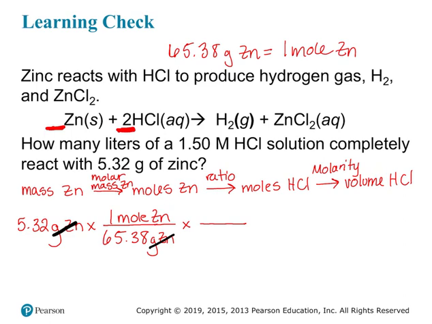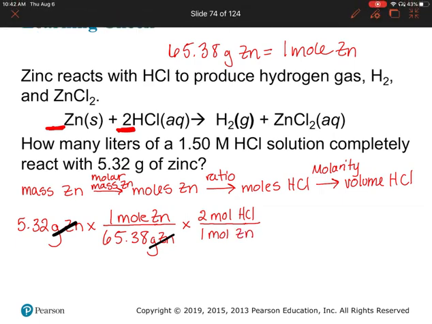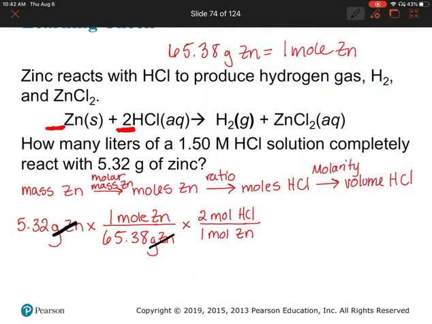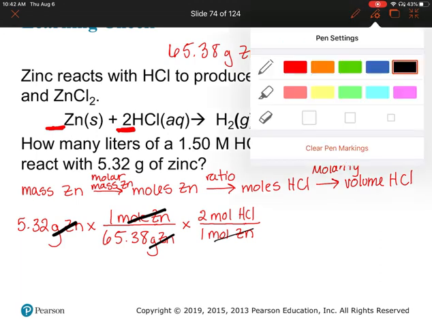Now, do we want moles of hydrochloric acid in the numerator or in the denominator? In the numerator, so we want 2 moles of HCl in the numerator and 1 mole of zinc in the denominator. Okay, because they react in a 1:2 ratio there. Okay, so we're canceling moles of zinc in that step.